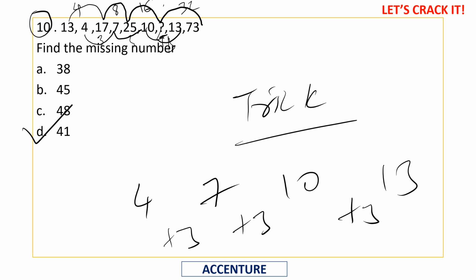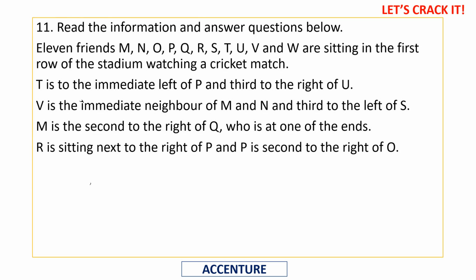So in the first series we are multiplying by 2 to each successive term, like 4 into 2 is 8, 8 into 2 is 16, into 2 is 32. We are adding it to the previous number. And the second series is simply adding 3 to the previous number. That's how it is. And here comes the information based question again.